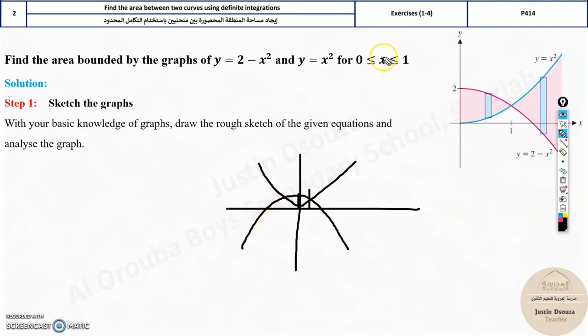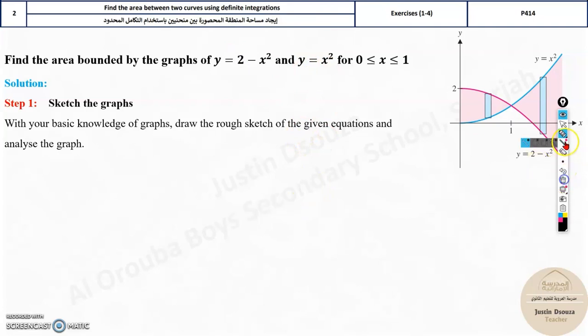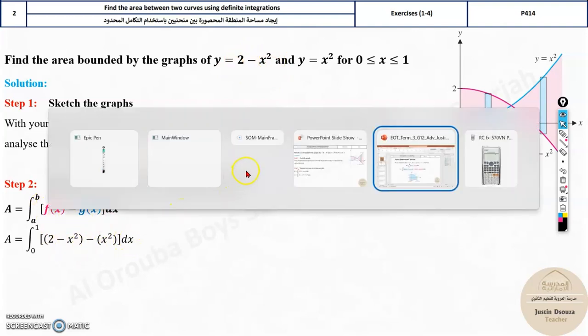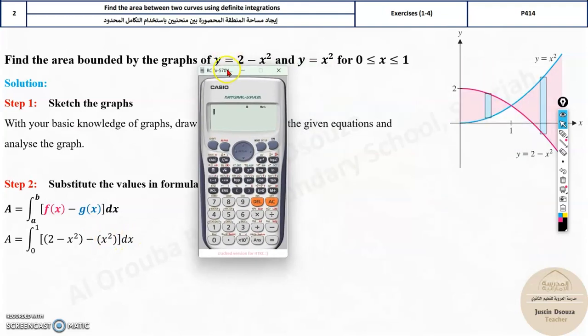Over here at 0, just see at 0 what is the upper function. Sorry, 2 minus x squared is the upper function. And what is the lower function? It is x squared. That's it. Now, if you know that, you can just substitute in the formula and solve. The formula is f of x minus g of x dx. Put it over here: 2 minus x squared is the upper function, then the lower function. Put it in the calculator and directly you will get the answer.